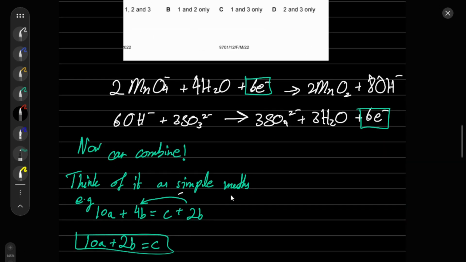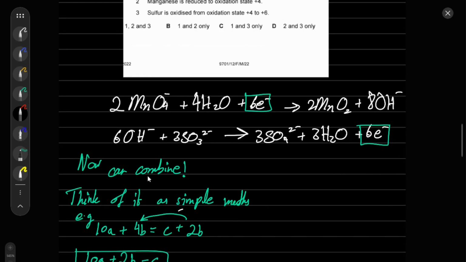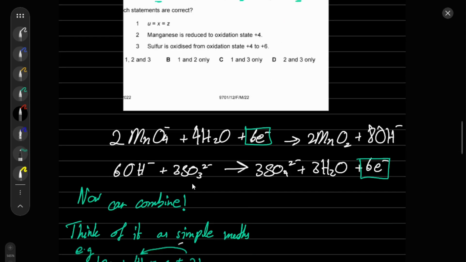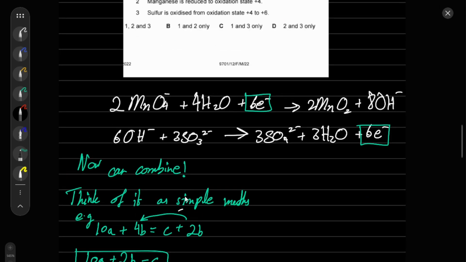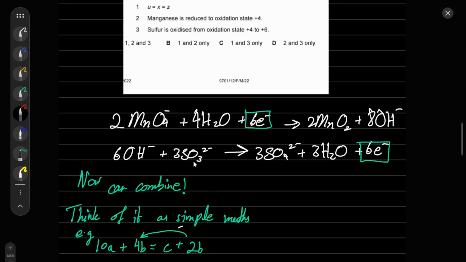So combine them together, and after combining them together, you can figure out some simple methods of figuring out an equation. So think of it as simple maths. What do they mean by simple maths? What exactly is it that they're trying to indicate? What I mean is that it is literally simple addition.